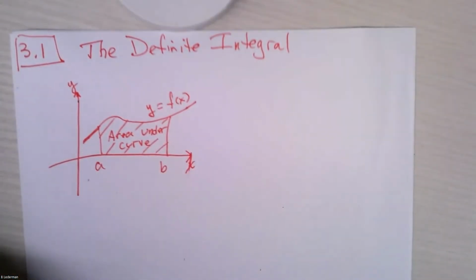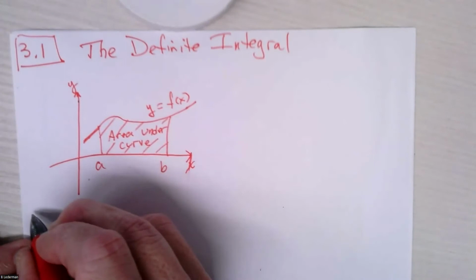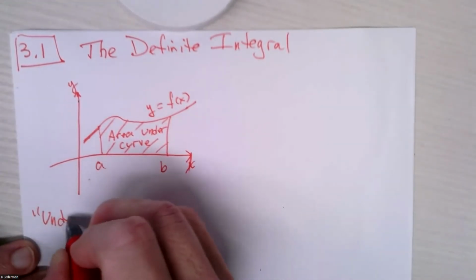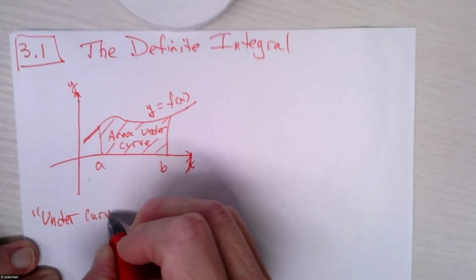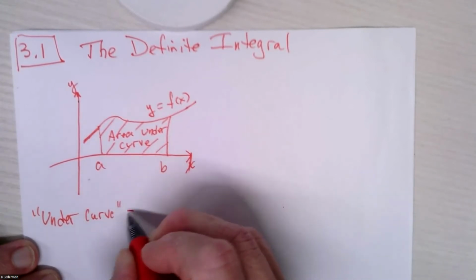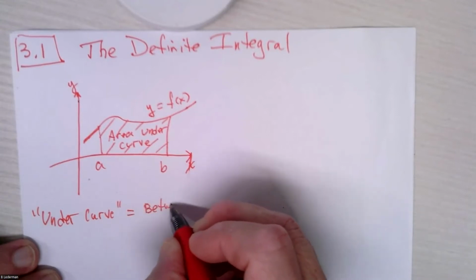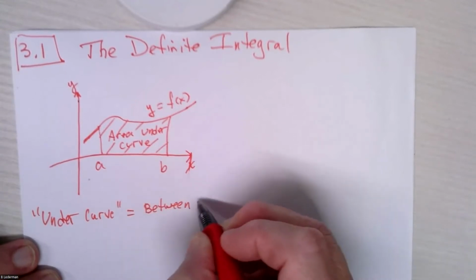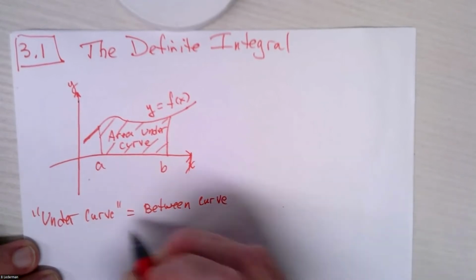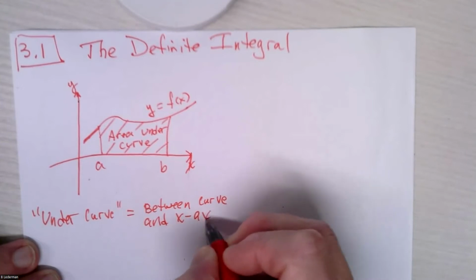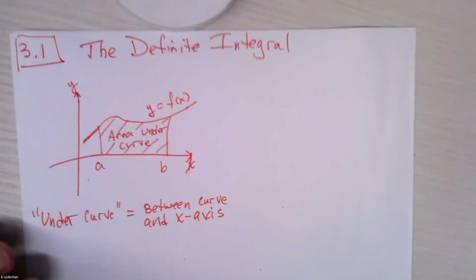So I'm going to write: under curve means between curve and x-axis. Anyway, this area that's under the curve turns out it's actually very useful to know.